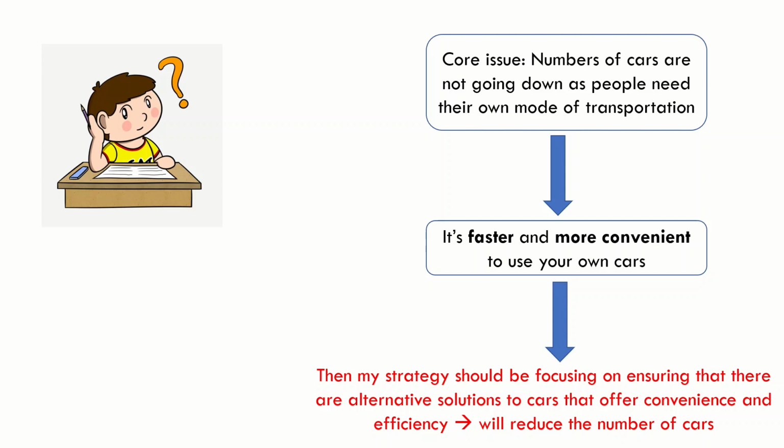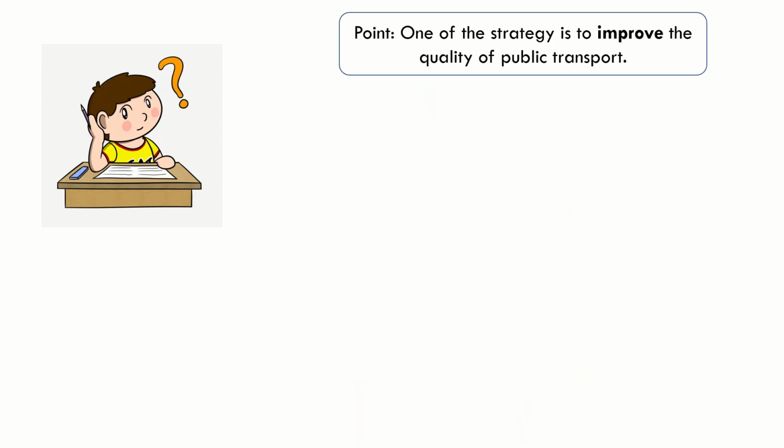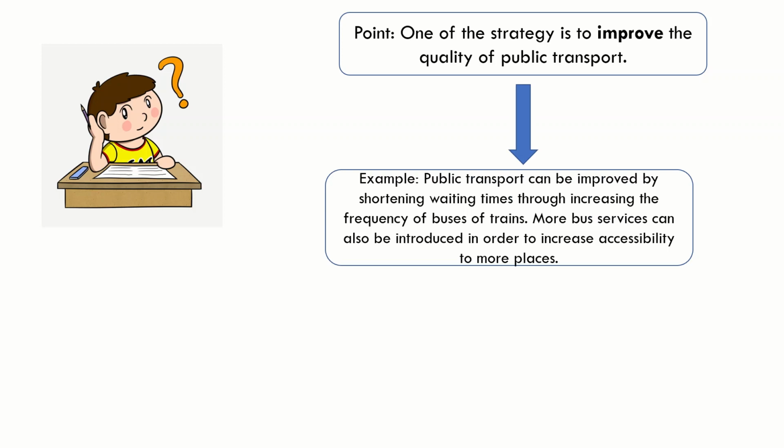Okay, so we have identified that the number of cars is not going down as people need their own mode of transportation. Why? Because if you think about it, it's faster and more convenient to use our own cars. So our solution must focus on the fact that people are more drawn towards using their own cars because of efficiency and convenience. So one point that I would probably suggest is to improve the quality of public transport. For example, public transport can be improved by shortening waiting times, by increasing the frequency of buses or trains.